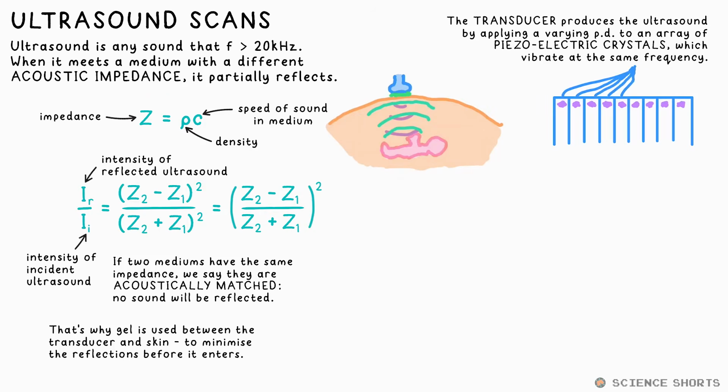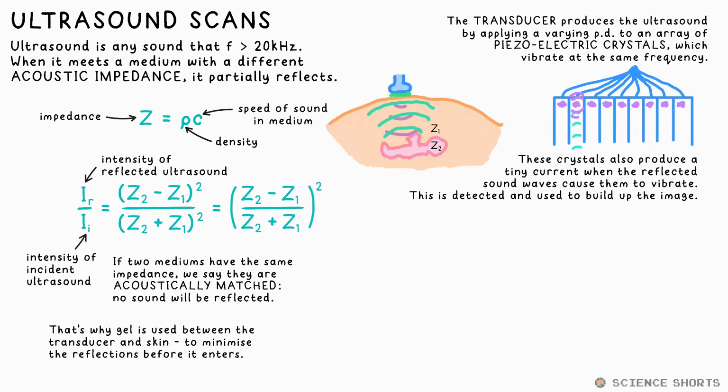It consists of an array of piezoelectric crystals that change shape slightly when you apply a PD to them. Applying an alternating PD makes them vibrate at the same frequency, allowing for very high frequency sound waves to be produced. Not only that though, when sound waves are incident on them, a tiny PD is induced in them, which is then detected. In fact, some normal microphones use the piezoelectric effect to produce a signal in the same way.